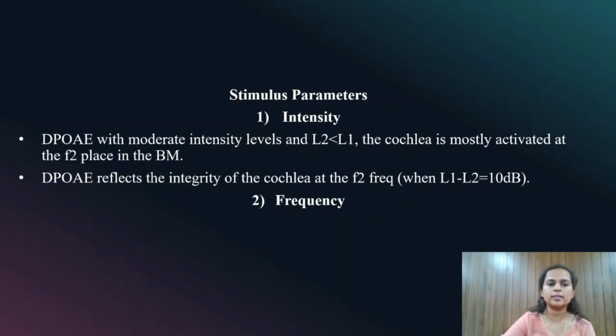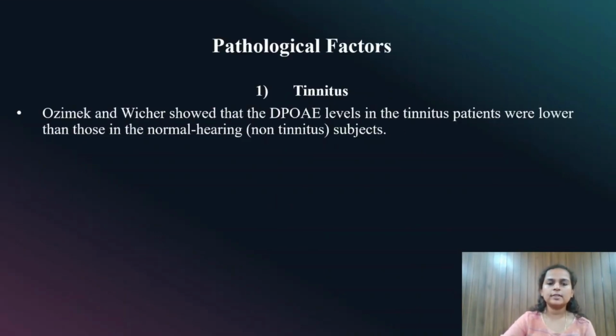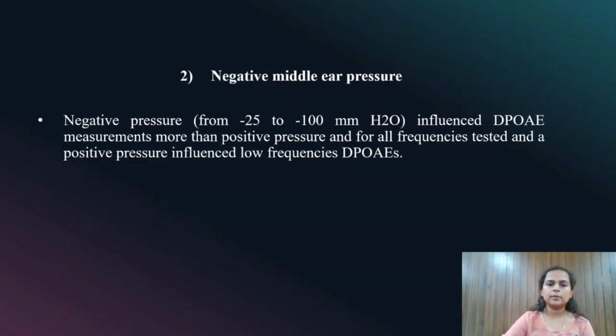With moderate intensity levels, L2 is less than L1, and the cochlea is mostly activated at the F2 place in the basilar membrane. Pathological factors: tinnitus. DPOAE amplitudes are lower in patients with tinnitus. Negative middle ear pressure influences DPOAE measurements more than positive pressure, and for all frequencies tested.